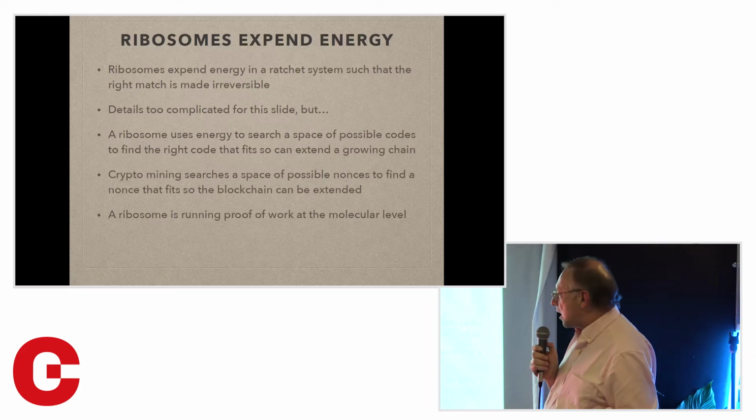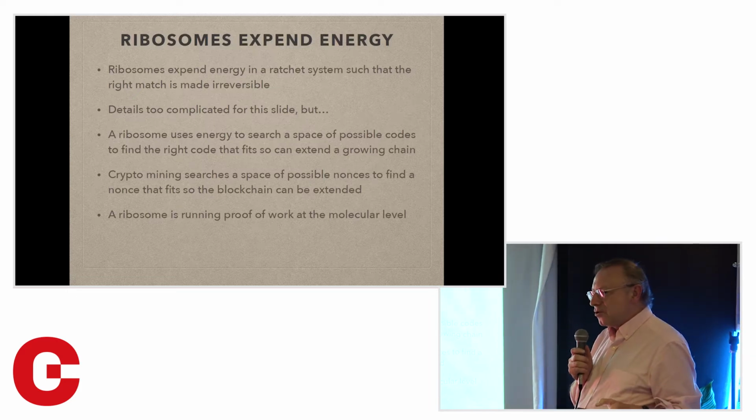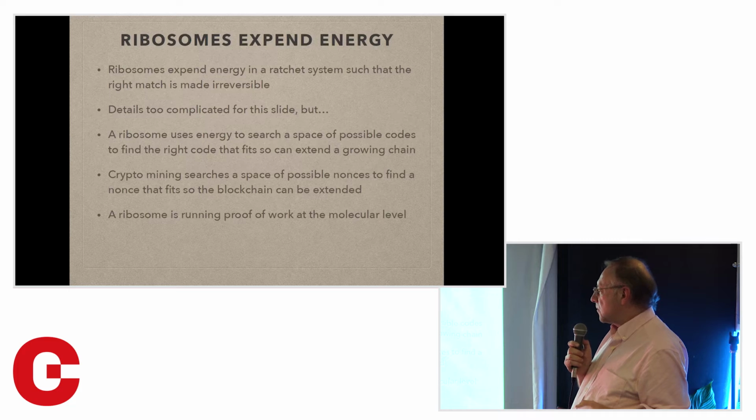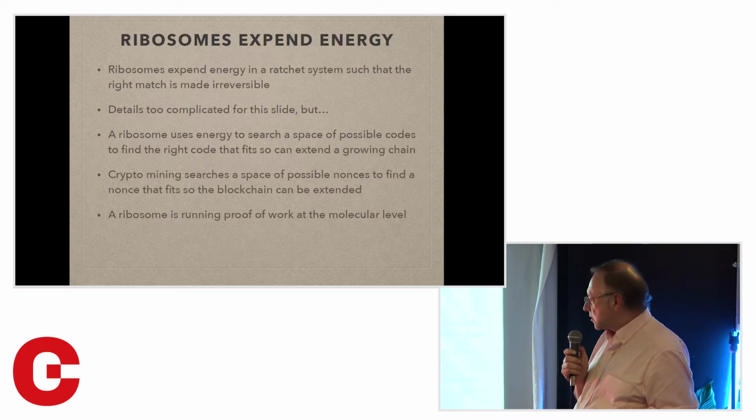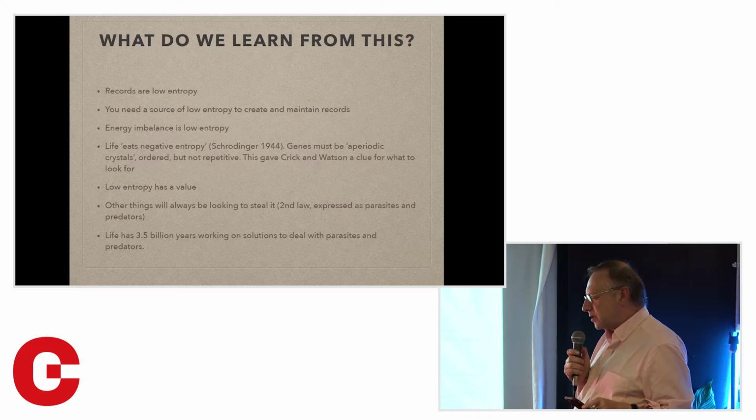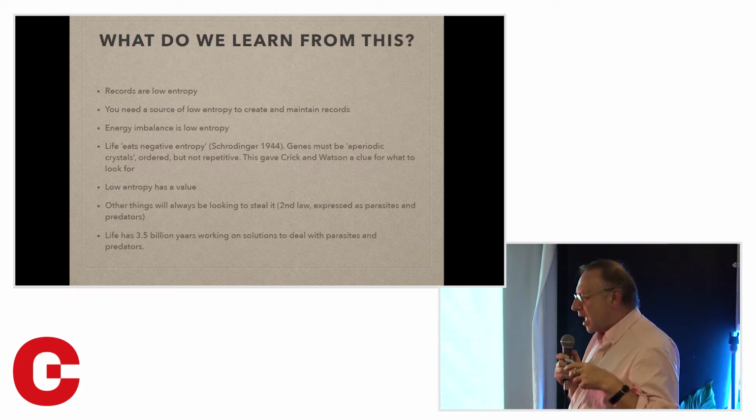So effectively, a ribosome, which runs in your cells millions of times a second, is running a proof of work system at the molecular level. So what do we actually get from this? Because it's actually quite important to think about this, because we're looking at how thermodynamics relates to blockchain.